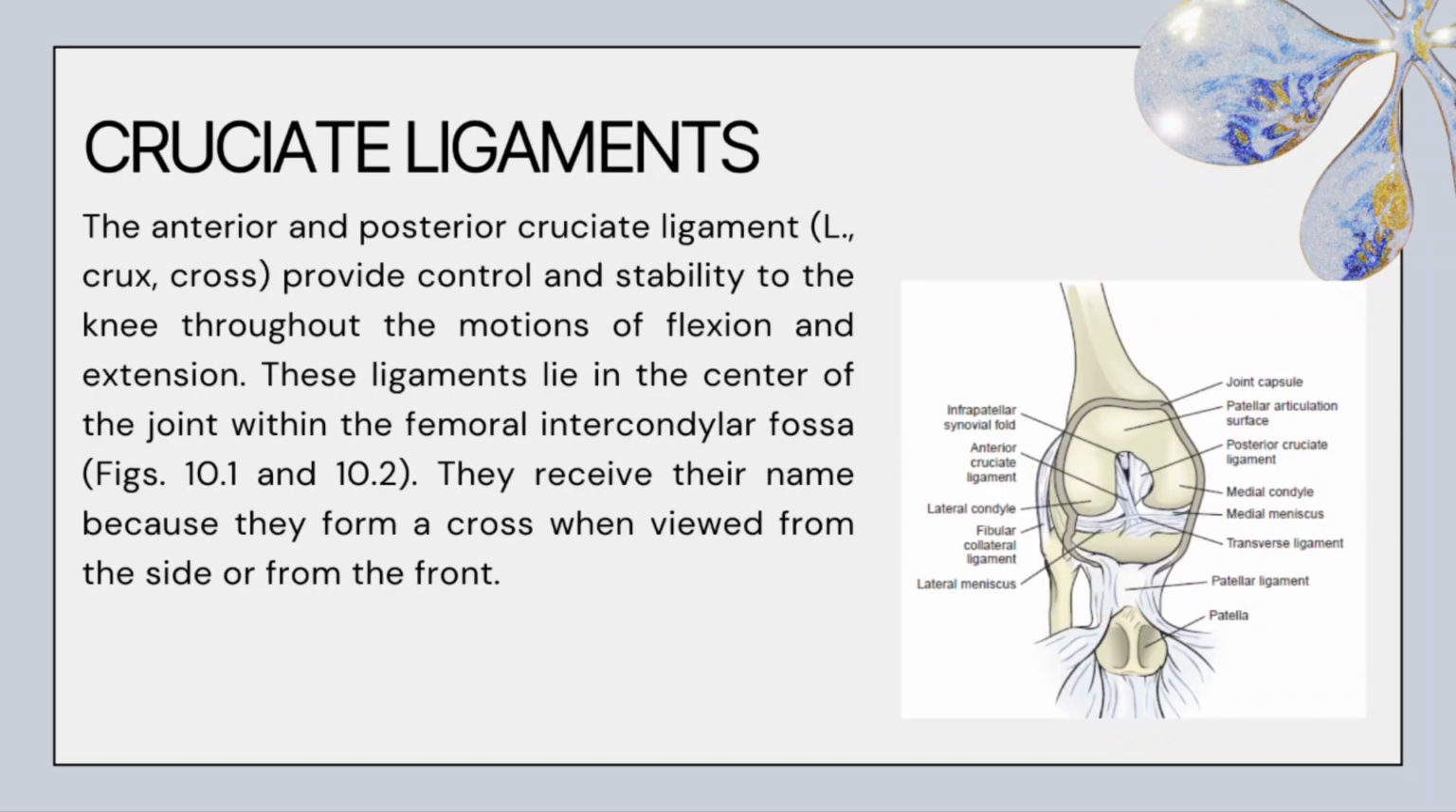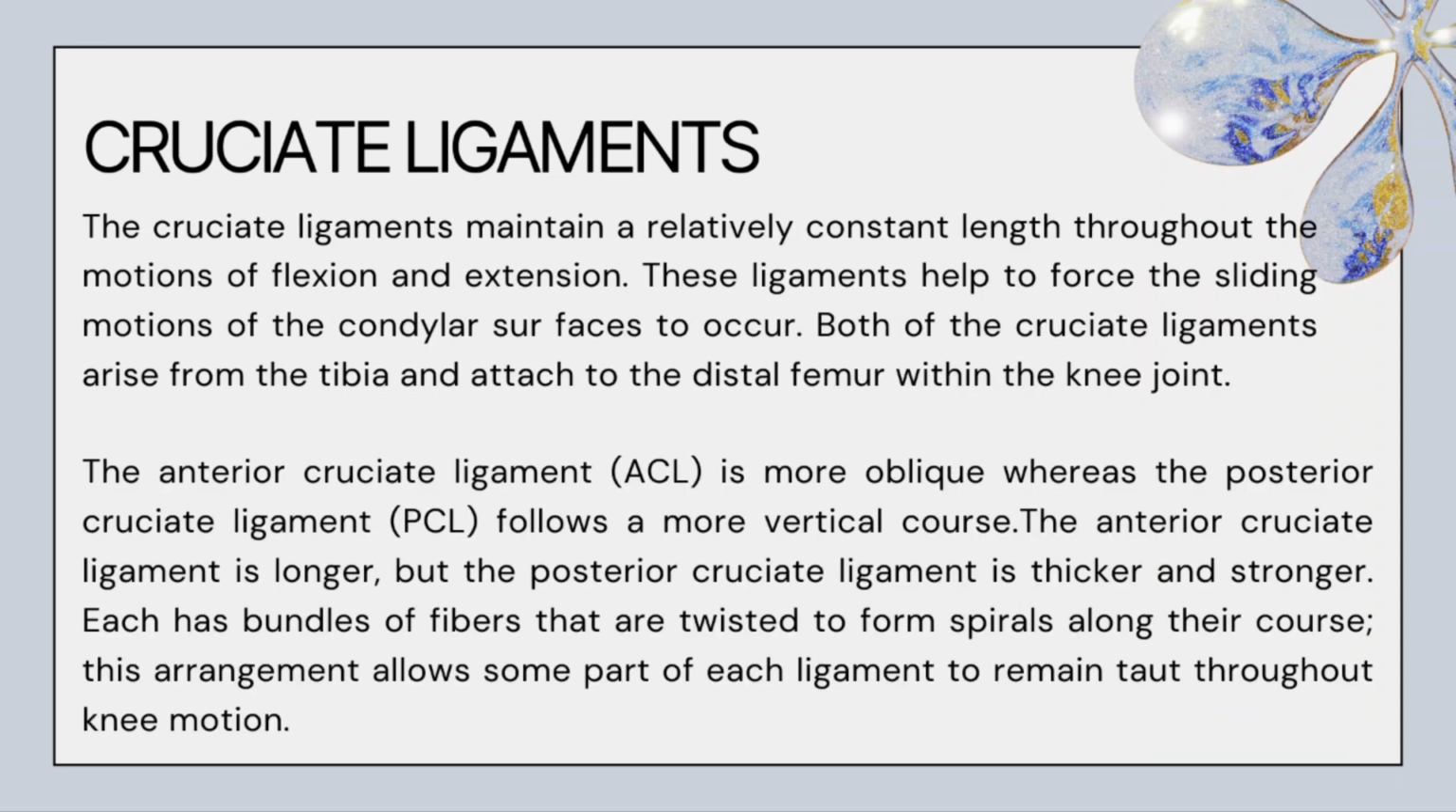The cruciate ligaments. The anterior and posterior cruciate ligaments provide control and stability to the knee throughout the motion of flexion and extension. These ligaments lie in the center of the joint within the femoral intercondylar fossa. They receive their name because of the form of a cross when viewed from the side or the front. The cruciate ligaments maintain a relatively constant length throughout flexion and extension. These ligaments help force the sliding motion of the condylar surfaces to occur.